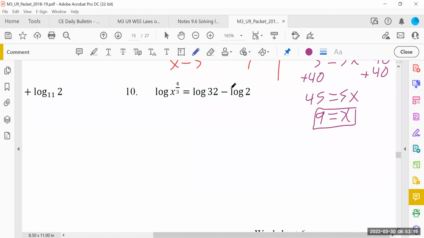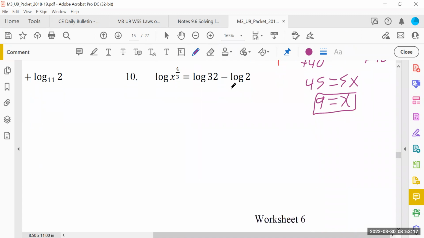And then number 10. Number 10, I've got x to the 4/3 equals log of 32 minus log of 2. How am I going to put these two logs together? Abby, what do I do to combine those two?